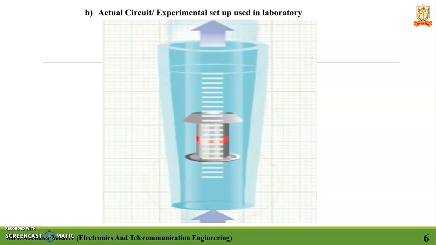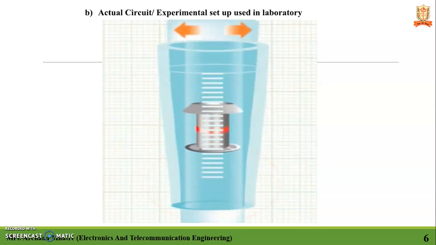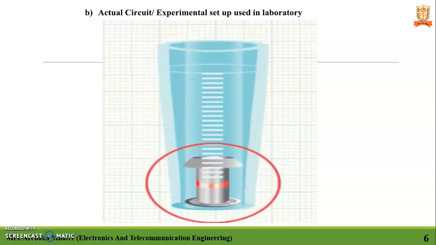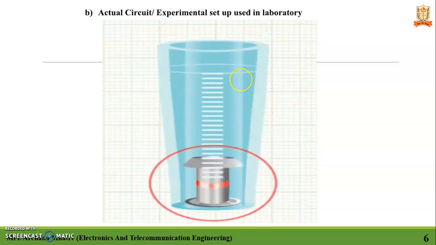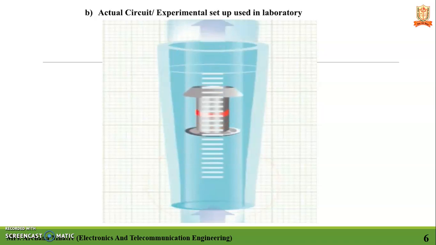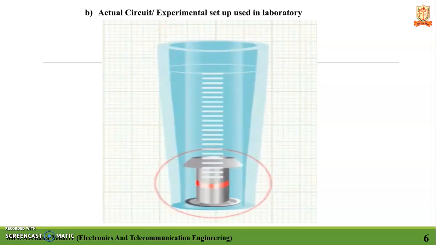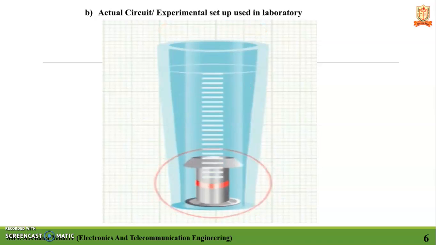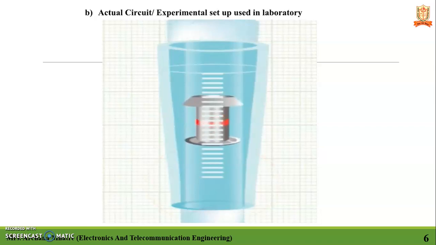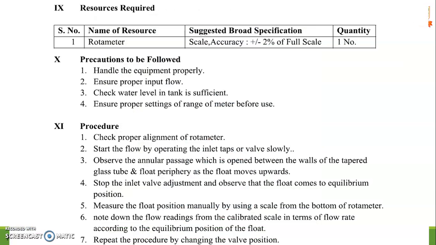Now this is the actual setup. In this diagram you can see how the position of the float changes as the fluid is inserted in the tapered tube. When the float is at rest position, the flow rate is minimum, and when the float is going upward, at that condition the flow rate is maximum. The resource required is the rotameter setup.